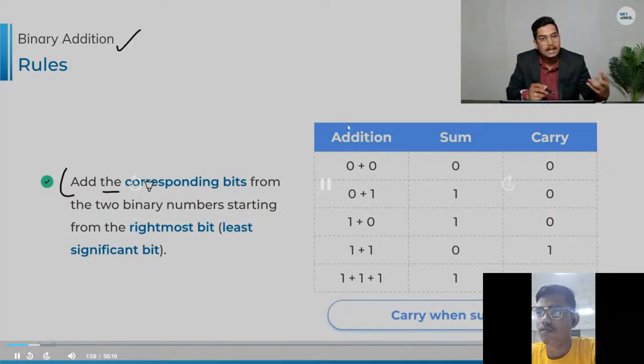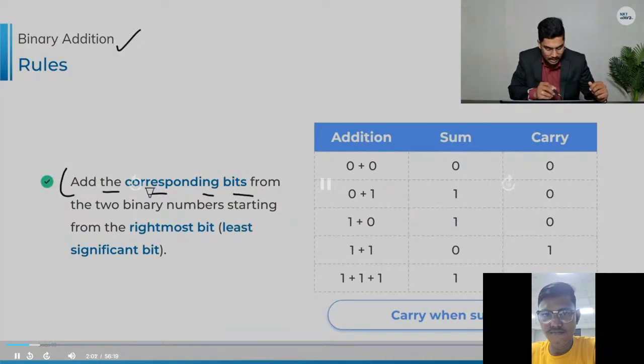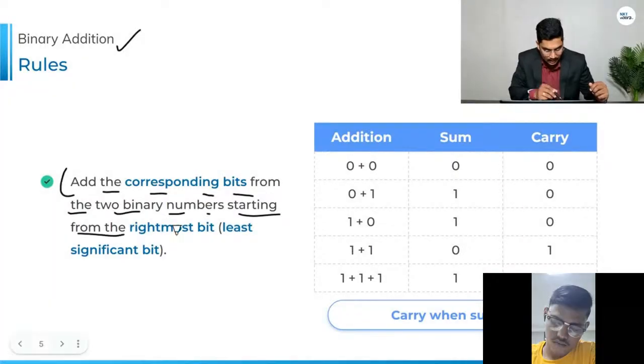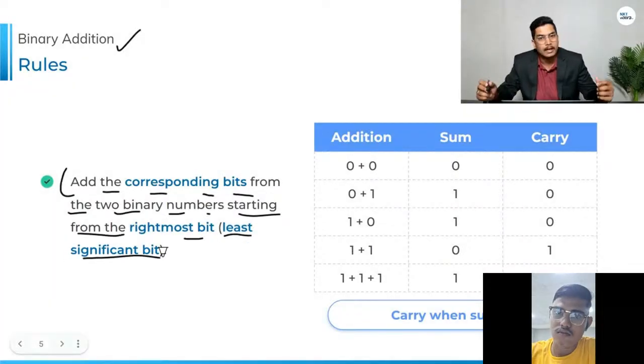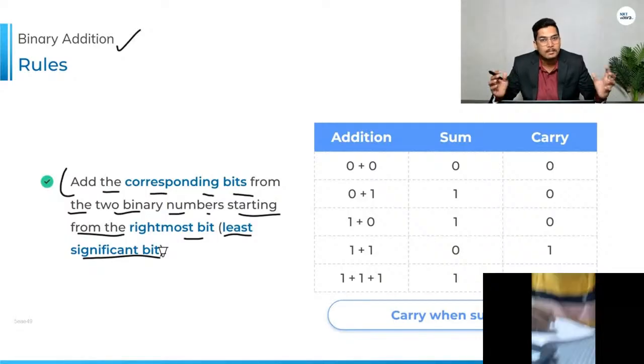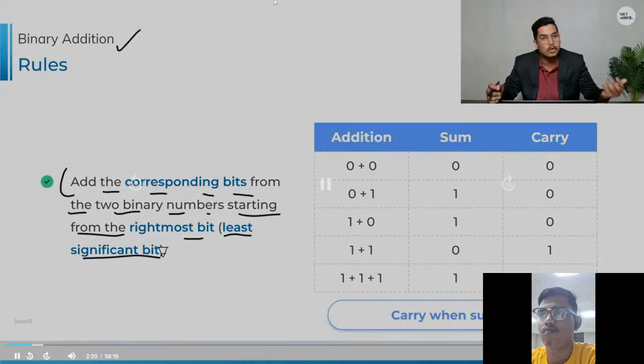So whenever we want to add the corresponding binary numbers, add the corresponding bits from the two binary numbers starting from the rightmost bit, which is called the least significant bit. Even before we understand this rule, let us first understand how different decimal numbers are represented in binary, and what this concept of least significant bit and most significant bit is.